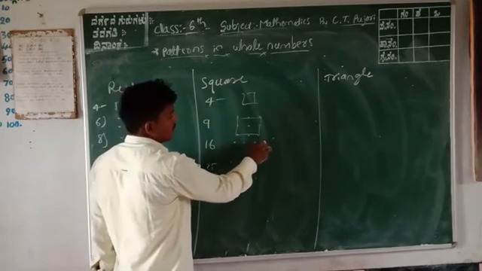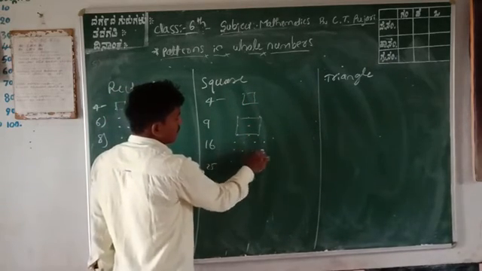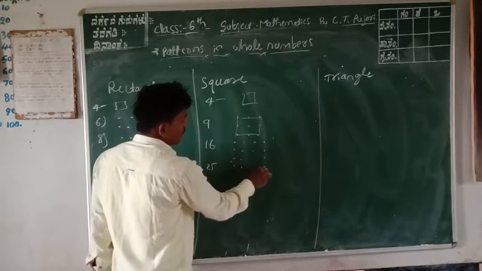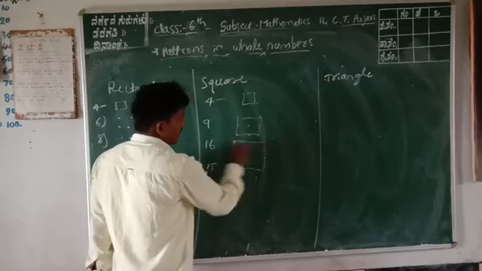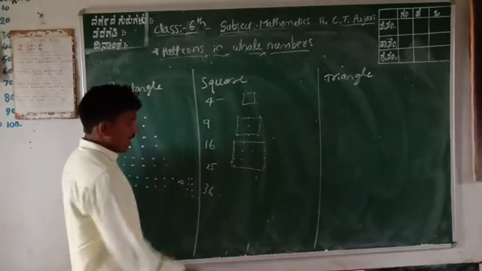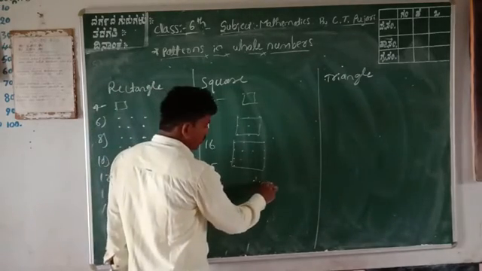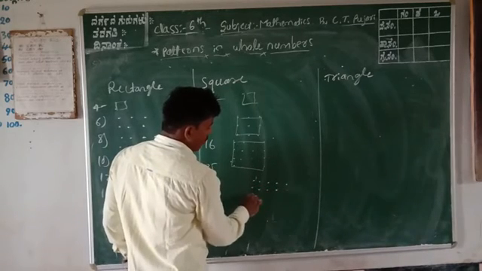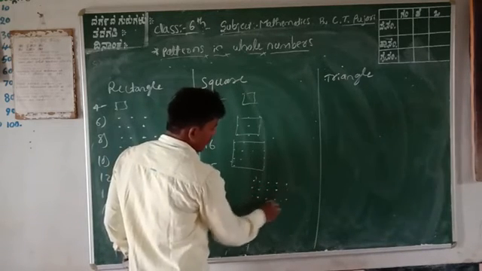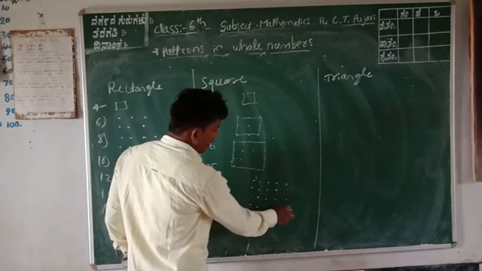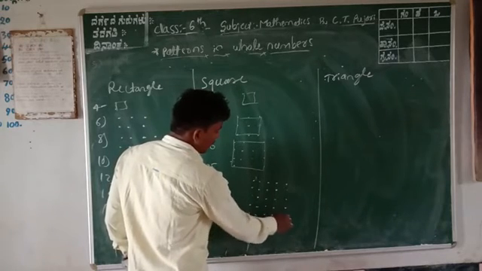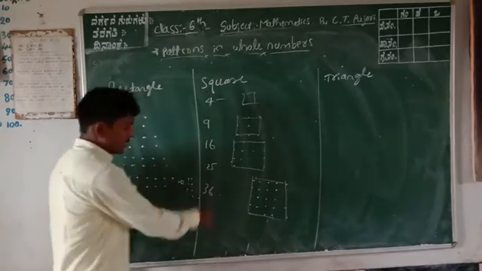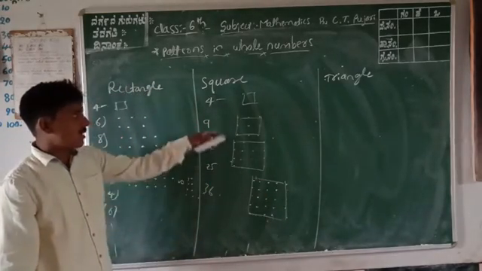16 is 1 2 3 4, 1 2 3 4, 1 2 3 4, 1 2 3 4. And 25 is also 1 2 3 4 5, in five rows. This is 5 into 5. Again 6 into 6. Square numbers.